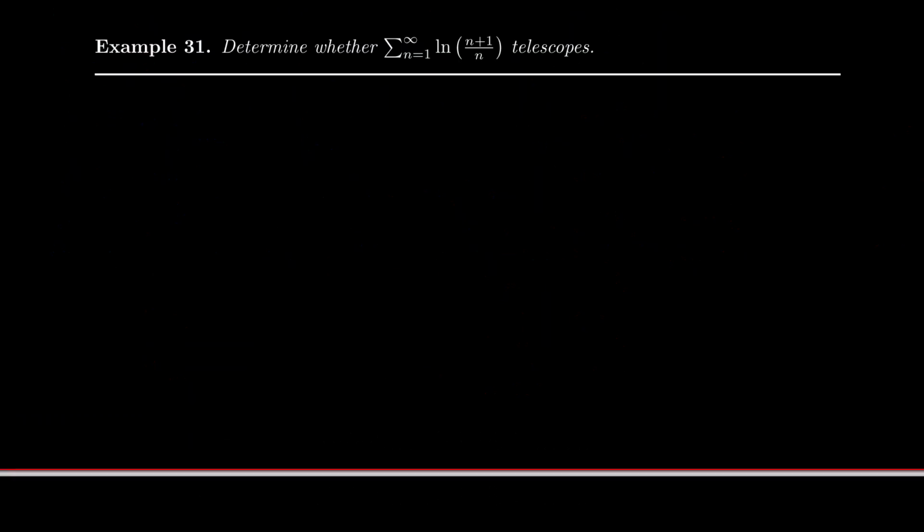Now, we can look at 31 here to determine whether or not this telescopes. It doesn't ask you to diverge or converge. It doesn't ask that. It just asks, does it telescope? Well, yeah, it does. How do we know this? Because we know that the natural log of a over b is exactly the natural log of a minus the natural log of b.